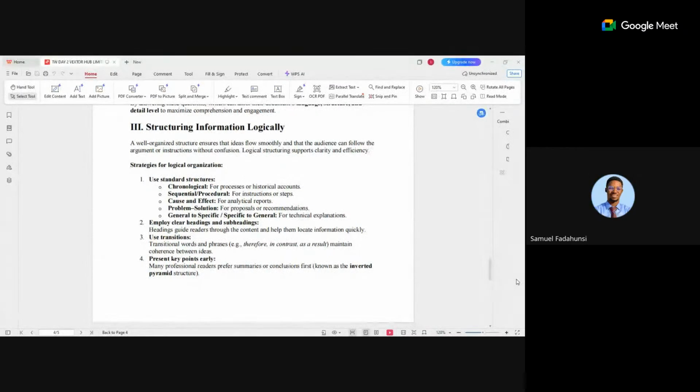It consists of the planning, the drafting, the reviewing, editing, and proofreading, and research also. How many is that? The planning, drafting, reviewing, editing, proofreading, and research.